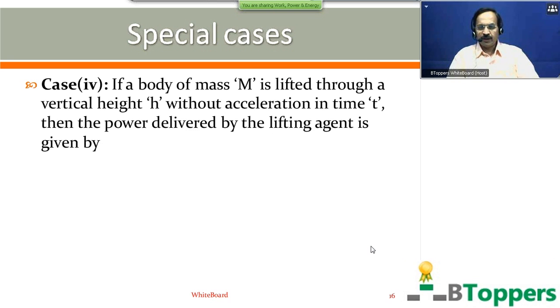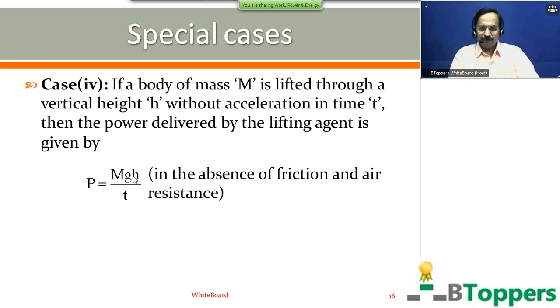Case 4. A body of mass M is lifted through a vertical height h without acceleration in time t, and the power delivered by the agent is given by P equal to mgh by t. This formula holds good in the absence of friction and air resistance. That means this formula holds good when the body is lifted in the absence of air resistance and friction, and with negligible acceleration or with uniform velocity.